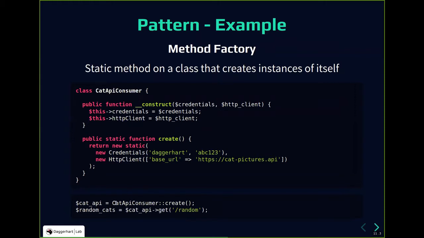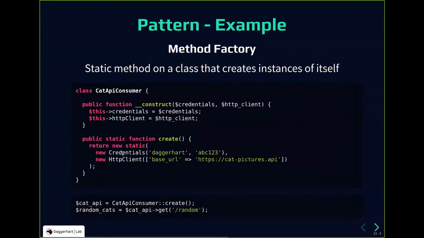That's how static functions work. This is already in memory somewhere. So when you add a static function to an existing class and that function's purpose is to create a new instance of itself, that's called a method factory. We have added a factory to our cat API consumer. And now whenever we want a new instance of this cat API consumer, we run cat API consumer::create, and it does the hard work for us.